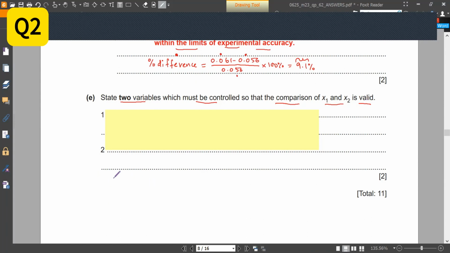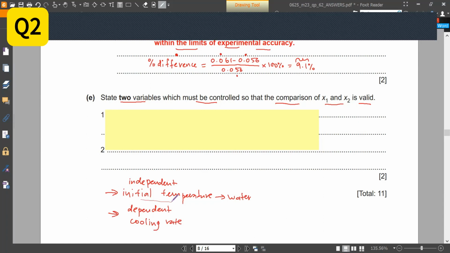So in this case, we are only changing one variable, which is the initial temperature of the water. We are not changing anything else so that our experiments are comparable. So this is the independent variable, and the dependent variable will be the cooling rate, how fast it is cooling down. So we know that when we change the initial temperature, the cooling rate is also slowing down.